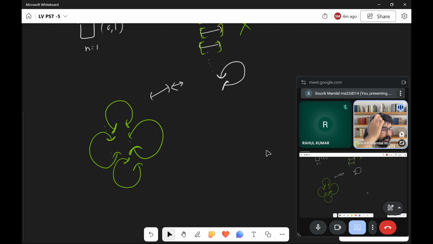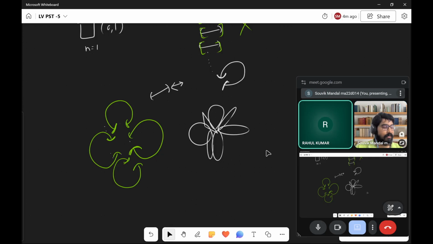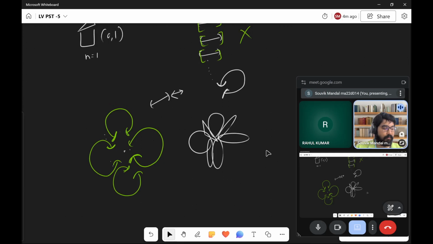Now if we add 1 point here and join this point to each of these portions, we will get a shape like this, correct? Is the intuition clear to you? Yes, sir. So that means we are adding 1 point, but still we are getting a compact set out of a non-compact one.